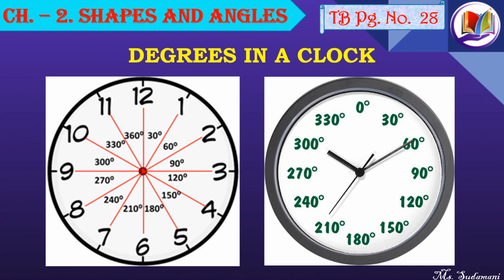So these are the various angles or measures formed starting from 12. We always start measuring the degrees in the clock from 12 so that it's easier for us to understand, and we move in the clockwise direction, that is along with the hands of the clock, forming a complete rotation.